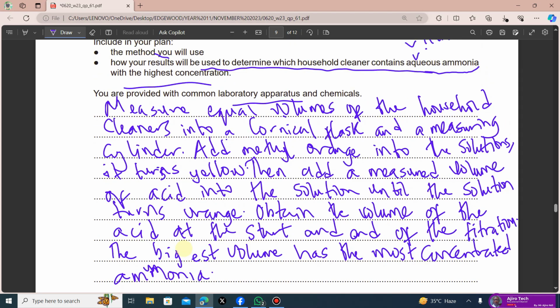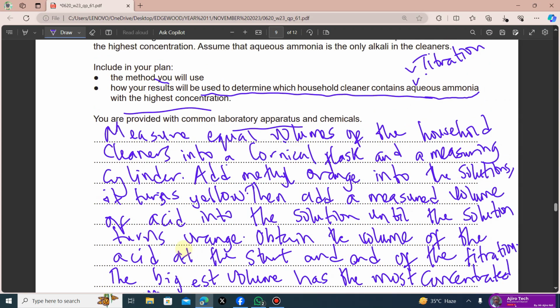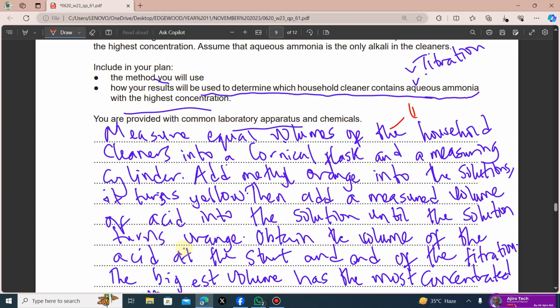All right, so this is how to get 6 marks for this question. So what have we done? The first mark is for mentioning that you use equal volumes of the household cleaners, because for you to be able to compare two household cleaners, you have to use the same volume for a better comparison. And then the second mark goes to you mentioning the right apparatus that you used for your experiment, whether the conical flask, the pipette, or the measuring cylinder. So that's the second mark.